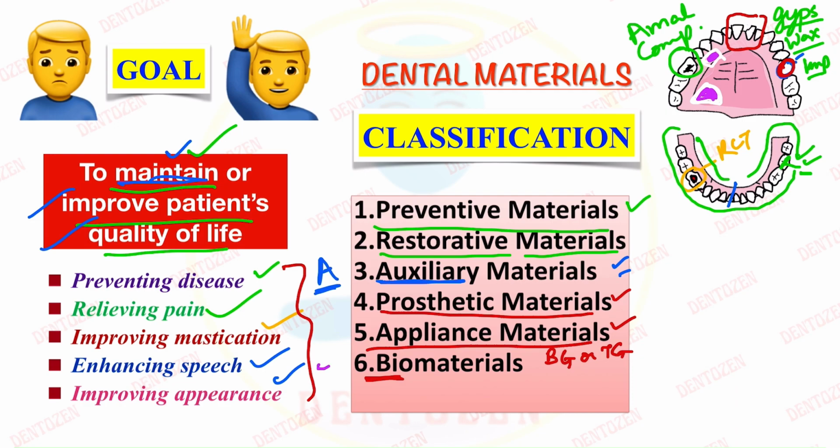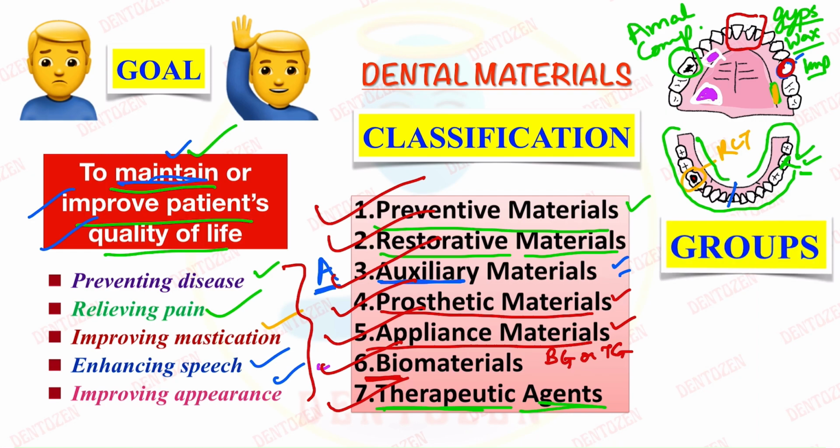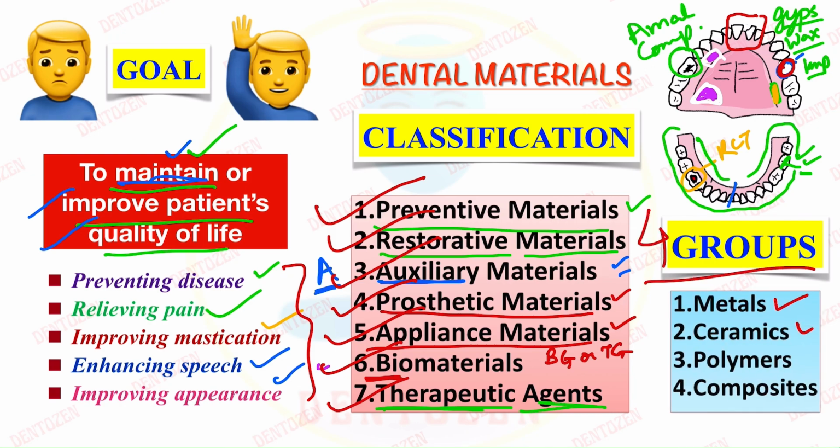Then finally we have therapeutic agents. Now these therapeutic agents are those which are applied locally. These are the local chemicals or medicaments which may have local therapeutic effect in that region. So that is the classification of dental materials: preventive, restorative, auxiliary, prosthetic, appliances, biomaterials and therapeutic agents. Now what are the actual substances which can be used as dental materials? Those are classified into 4 groups. So these 4 groups that you have to remember can be metals, ceramics, polymers, composites. So metals, ceramics, polymers, composites are the materials which can be used for all these purposes.